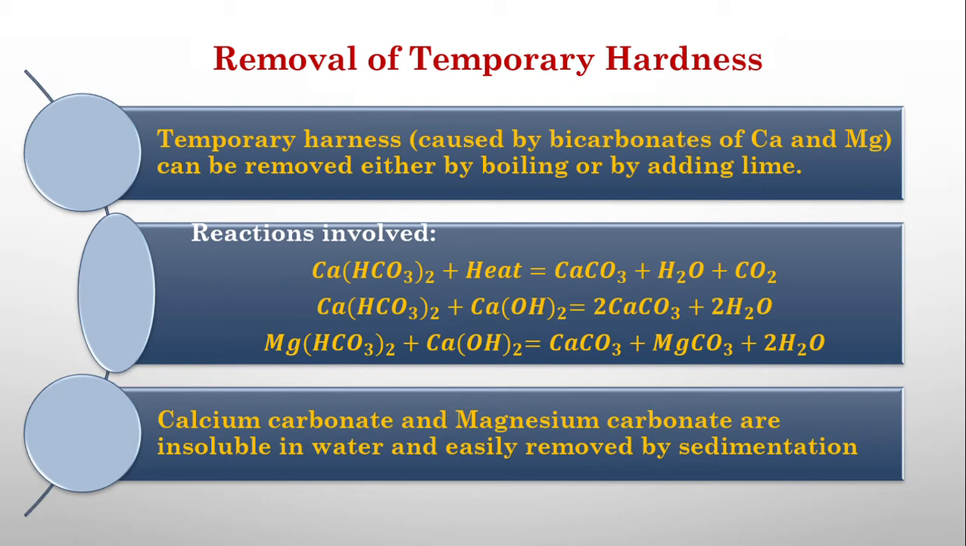By boiling, what will happen is, if calcium bicarbonate is present in water and it is heated, it will dissociate into calcium carbonate, water and carbon dioxide, where calcium carbonate is insoluble in water, which can be removed by sedimentation. So this hardness is removed. In case you are adding lime, we can either boil or add lime. If calcium bicarbonate is present as the hardness causing agent, then adding lime, which is calcium hydroxide, again forms calcium carbonate plus water. This calcium carbonate is again removed by sedimentation.